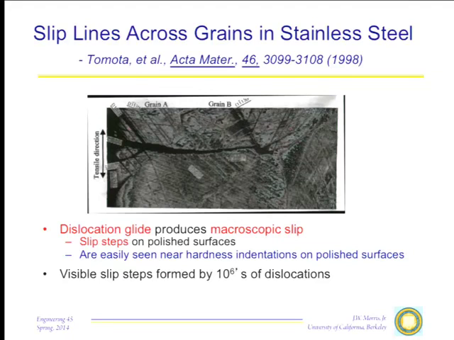So our dislocation behavior produces macroscopic slip steps on polished surfaces. Later on you will do indentations on surfaces that are polished in the laboratory. If you look around the periphery of the indentations, you'll see those slip steps. They're easily visible under low magnification. They have to do with things that are going on at the atomic level. The visible steps are in fact formed by the motion of thousands of millions of dislocations, but they produce things that you can actually see in a low power microscope.